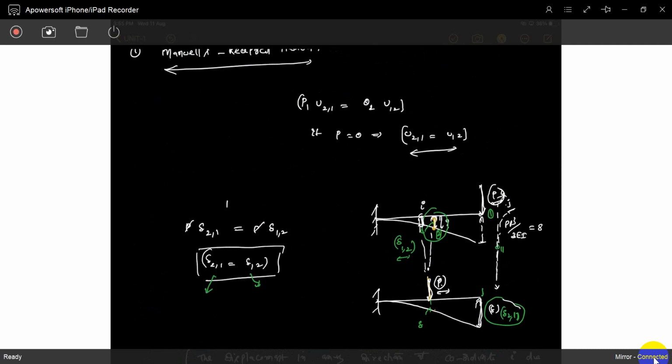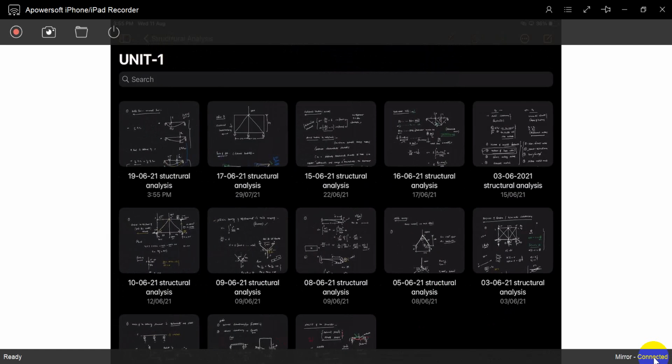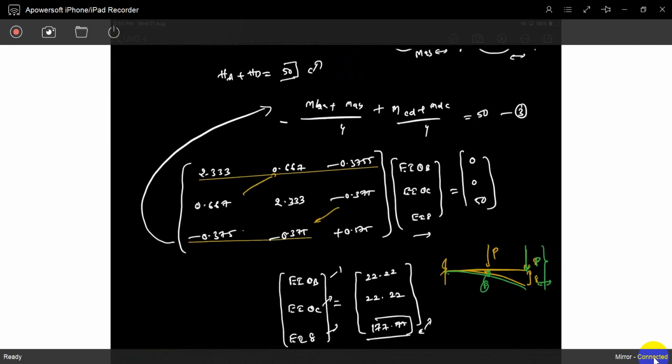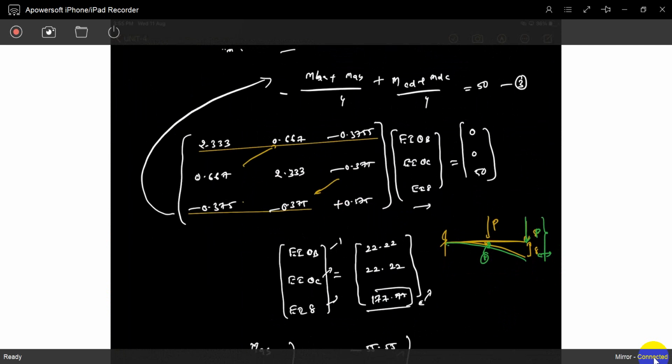It follows symmetry. Understood? So when you apply this load and you get the deflection here, and if you apply the load here, you will get the deflection there. Both are equal. That looks like symmetry. That symmetry follows in structural analysis. So in a larger picture also, it follows the symmetry.